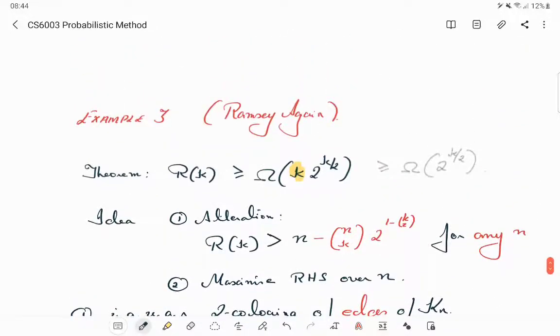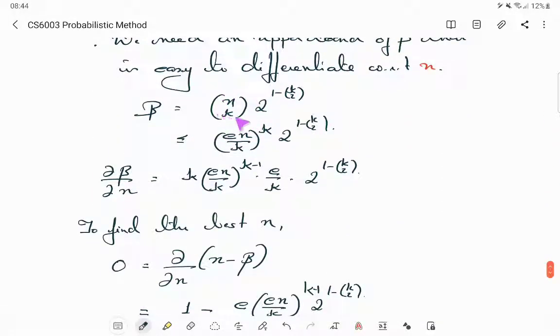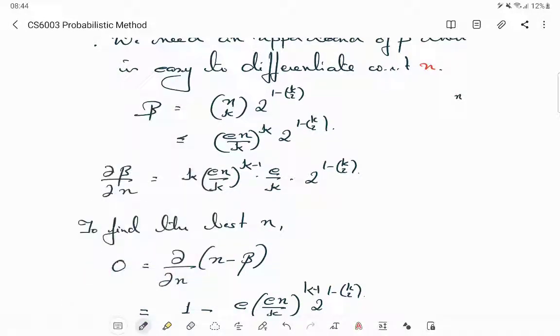Remember, we are looking for a lower bound for R(k), so this comes as a minus thing. So you are allowed to subtract an upper bound for this quantity, n choose k times 2 to the power 1 minus k. And this is the standard upper bound for n choose k, (en/k) to the power k. We have used this before also, that any n choose k can be upper bounded by (en/k)^k. Now this is easier to differentiate.